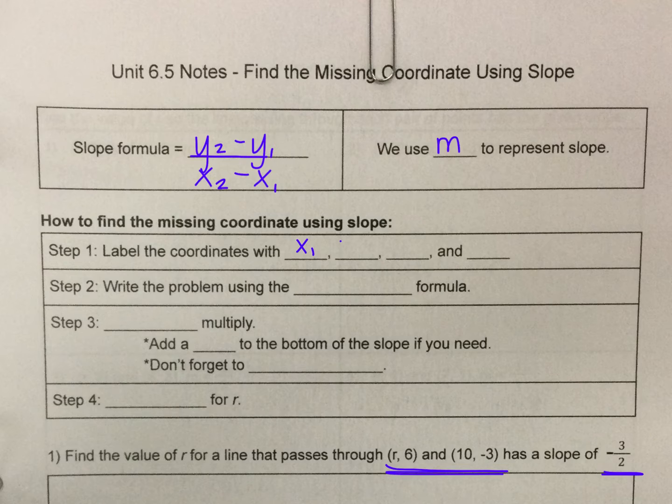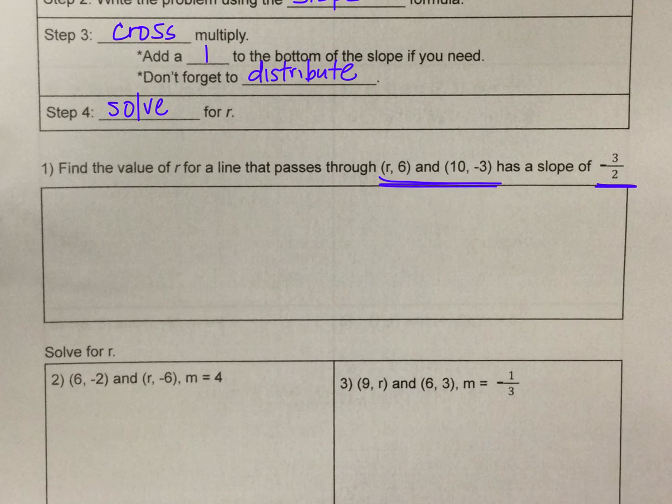Step 1 is we label everything: x1, y1, x2, y2. We write the problem using the slope formula. Then we will cross multiply. We can add a 1 to the bottom of our slope if we need it, and we will be distributing. And then we'll solve it for r. So let me show you what all those things mean.